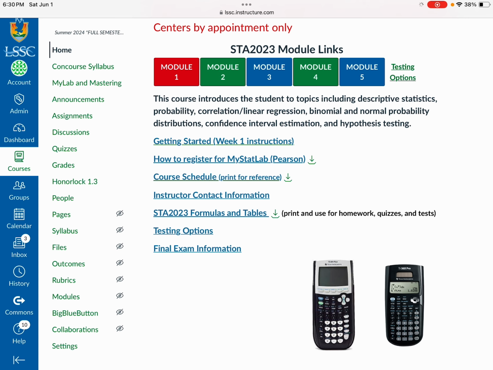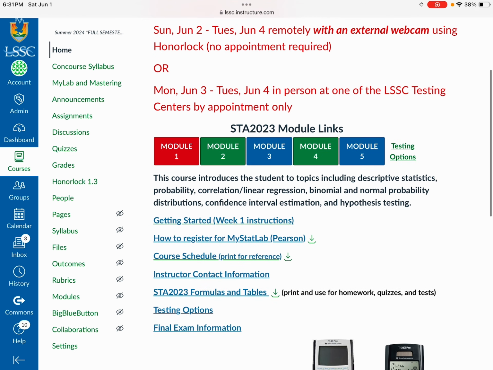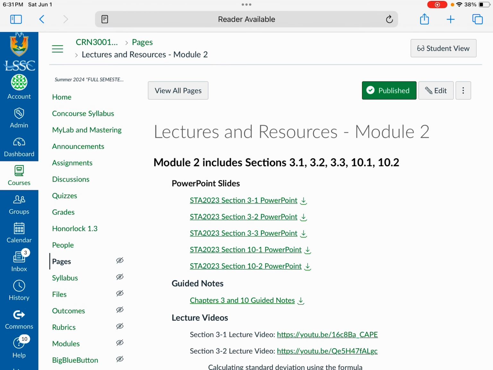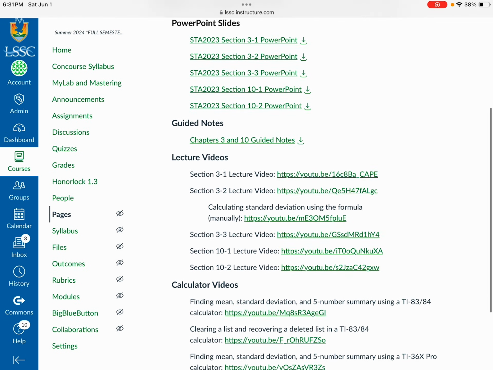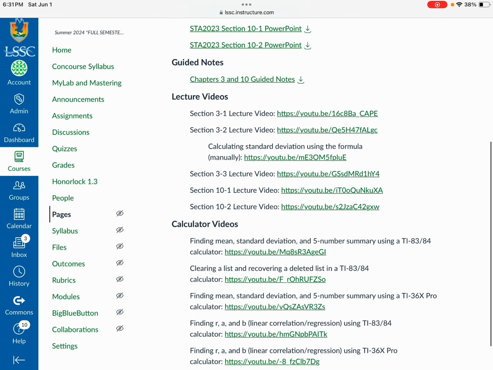In either case, I wanted to also draw your attention to the fact that under the Module 2 link, I have posted not only our PowerPoint notes and our traditional lecture videos and guided notes, but I've also included a video on how to calculate standard deviation by hand using the formula. You will have one problem on the test where you will have to do this, calculating standard deviation by hand.